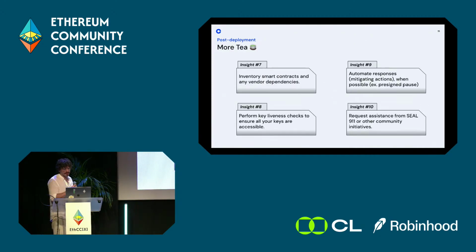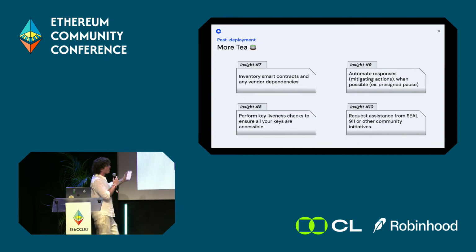All right. Finally, we'll do some quick rapid fire insights. The first one we want to talk about is inventory your smart contracts and other vendor dependencies. So sometimes you think, oh, I just deployed a contract, I can always see it on chain, I know where it is. But if an engineer leaves or something happens and you don't know what your threat landscape is, you don't know what your on-chain assets are, you're going to be in trouble.